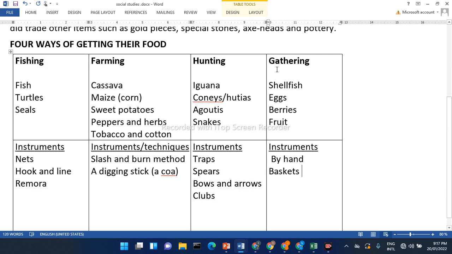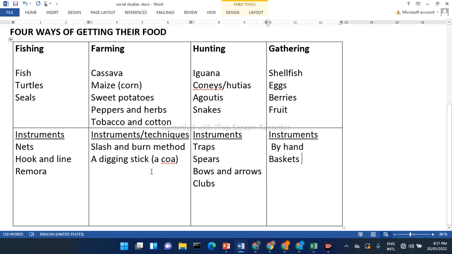So there are 4 ways of getting food, and we also have the ways that they got it and how they did it. They use nets and hook and line and remora for fishing. They use a slash and burn method and also a digging stick for farming. For hunting, they use traps, spears, bows and arrows, and clubs in order to capture these creatures. And for the gathering, they did it by hand or using baskets. All right. Okay, so let's continue with the rest of our discussion.